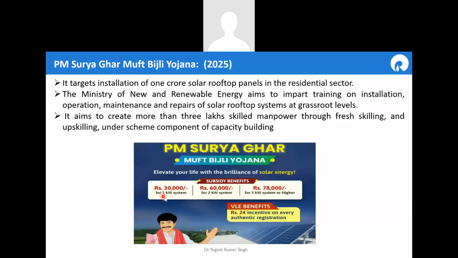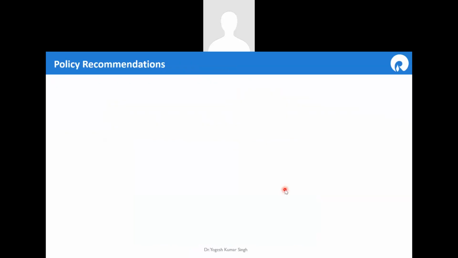50 to 55,000. So that means 30,000 rupees will be given by the government, and you will invest only around 25,000 rupees, and with the help of that you can utilize this PM Surya Ghar Muft Bijli Yojana for your home. So these are the different categories, but above 3 kilowatt there is no subsidy. So up to 3 kilowatt, there is 78,000 of subsidy on that particular system.